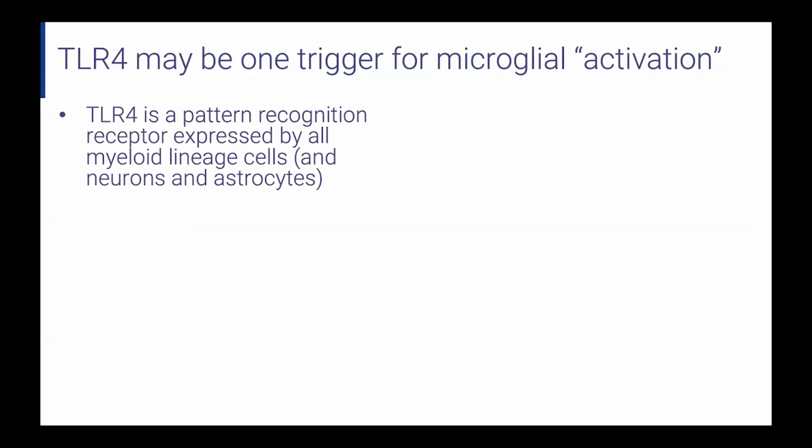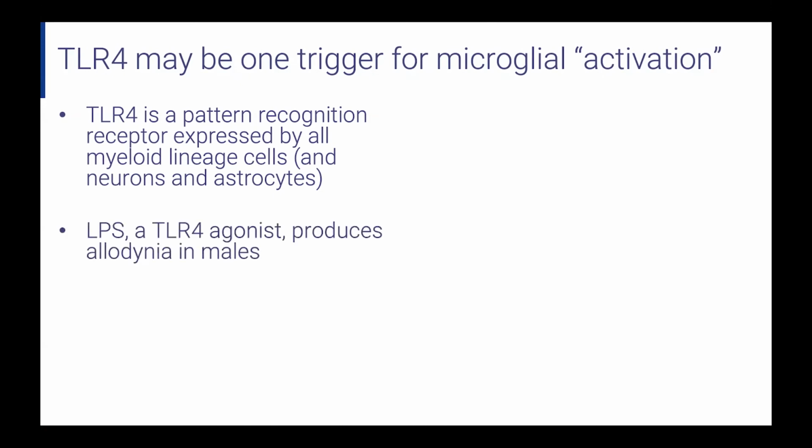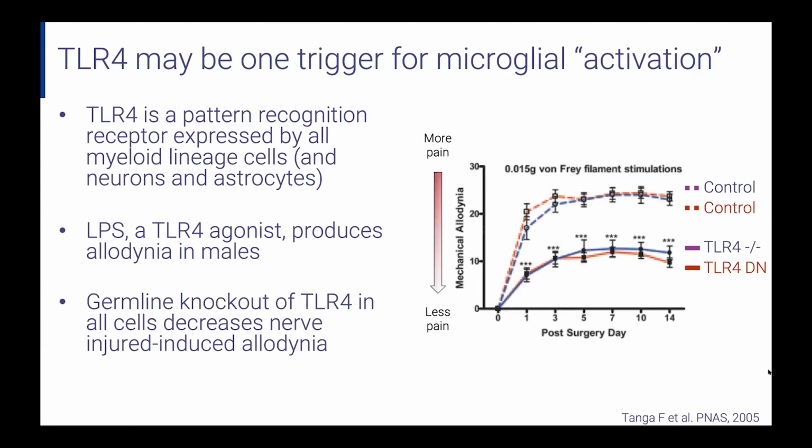It's expressed by all myeloid lineage cells, and actually it's also expressed by neurons and astrocytes. It's the canonical receptor for LPS, which is found on gram-negative bacteria. And there were several studies that showed that if you gave LPS, you could produce allodynia or sensitivity in males, but not females. And a paper that Joyce published when I was in the lab back in 2005 showed that mice that were deficient or dominant negative for the TLR4 receptor had less sensitivity.